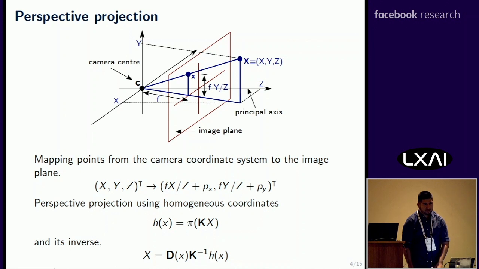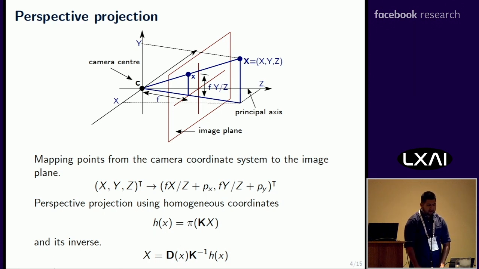So let's begin with some basic concepts. The first one is perspective projection. In perspective projection, we learn to map 3D points to an image plane. For example, we have here a big X that is a point in a camera coordinate system, and we can project this point on the image plane, the small x, using the focal distance and the offset of the camera. And these parameters are called the intrinsic parameters of the camera.